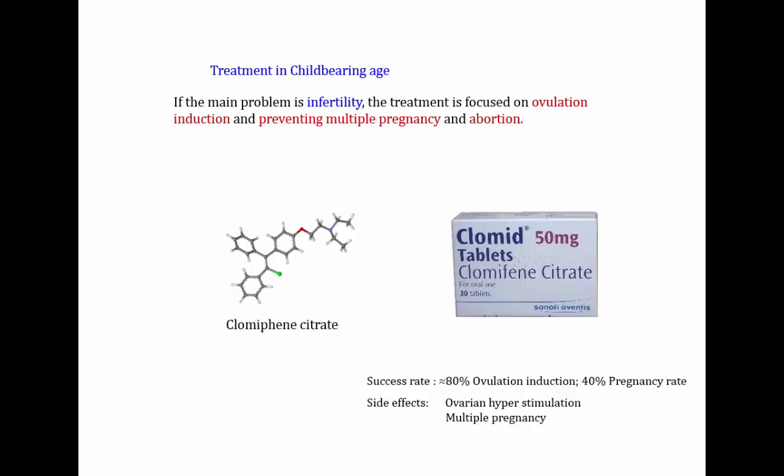If PCOS is diagnosed in childbearing age and the main problem is infertility, then the main focus is on ovulation. When I'm discussing this, it means that other symptoms are not visible, or not of concern, like hirsutism is not present, or is not of significance. Then clomid or clomiphene citrate is used. It improves ovulation, and it prevents multiple pregnancy and abortion.